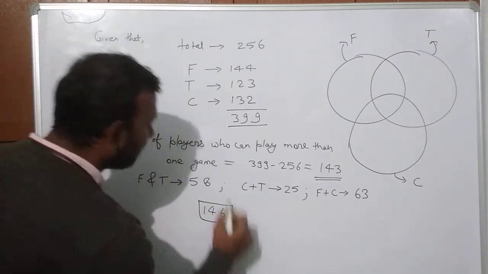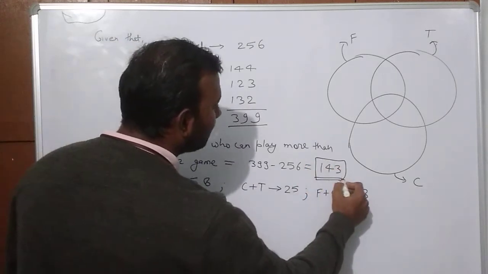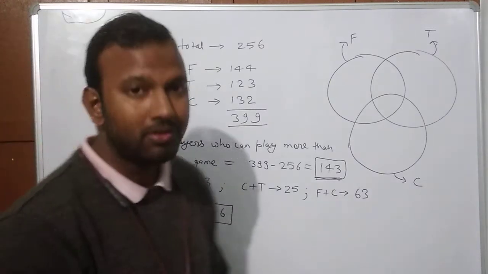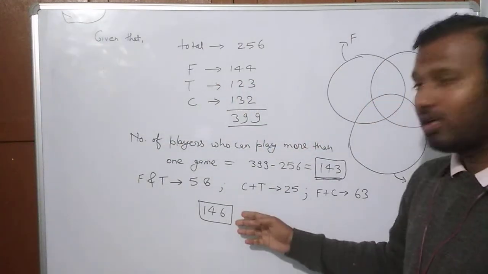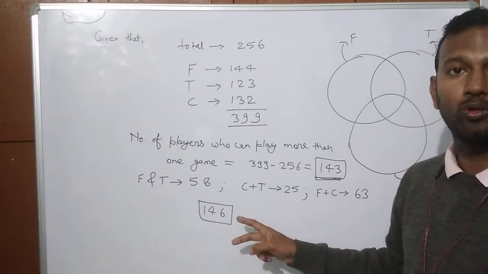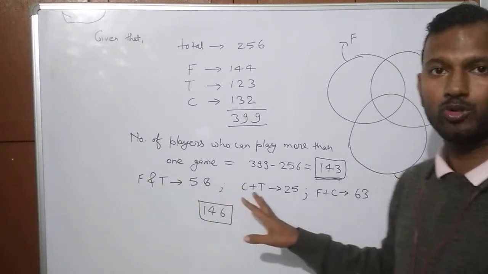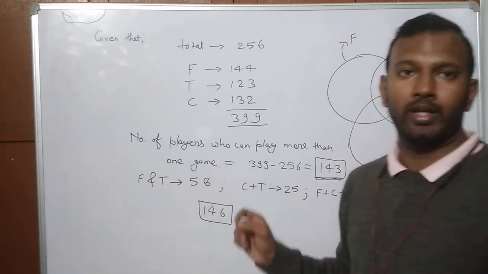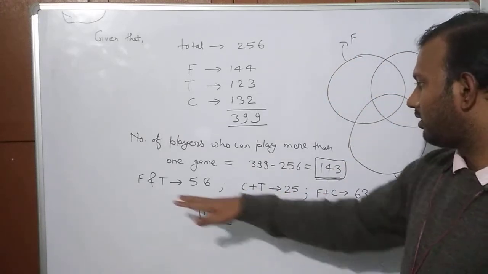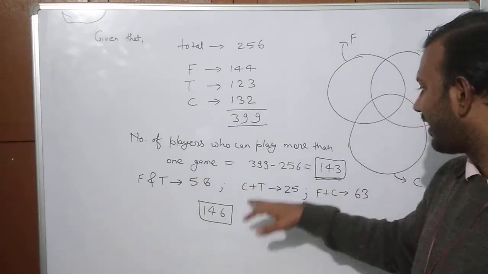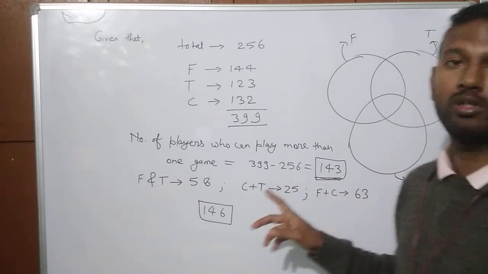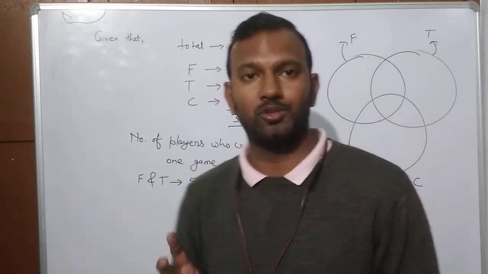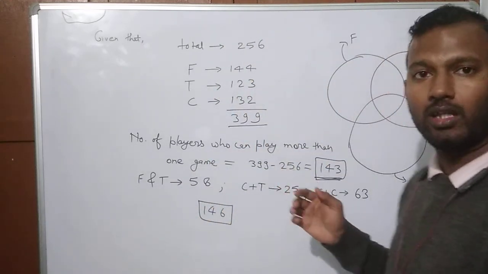Now here we had 143. Okay. Now we are getting 146. What does it mean? It means that there are some persons who can play more than 2 games also. More than 2 means all 3 games: football, tennis and cricket. This is the given data for football and tennis, cricket and tennis, football and cricket. But there is no data for the members who can play all 3 games. Okay. So how will we get the answer?